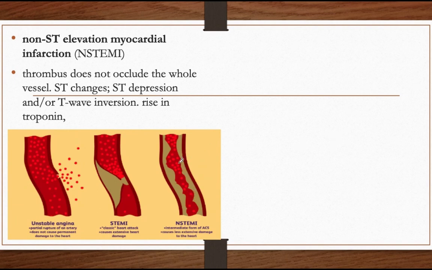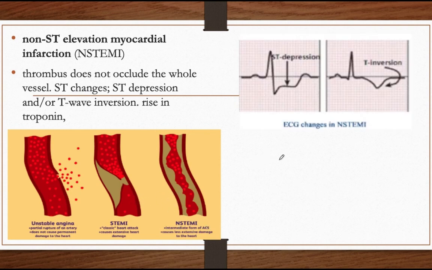And so as you can see over here, there is a reduction in the lumen of the vessel, and so blood still goes to that part of the heart, but it may not be sufficient, and so it may cause an intermediate form of acute coronary syndrome, causing less extensive damage to the heart as compared to the STEMI. And so on an ECG, this is what we see.